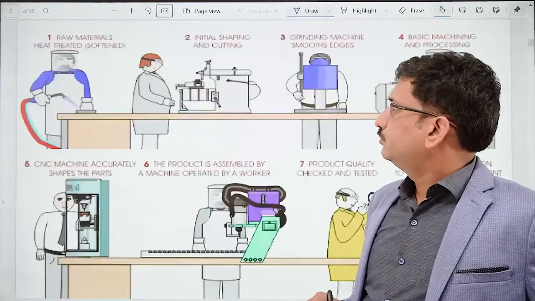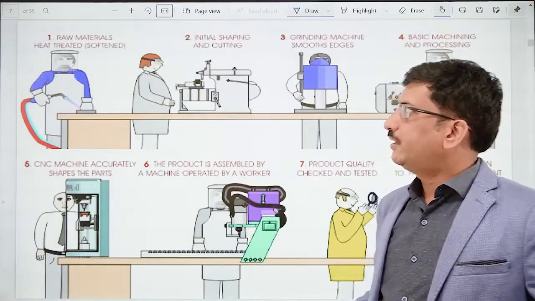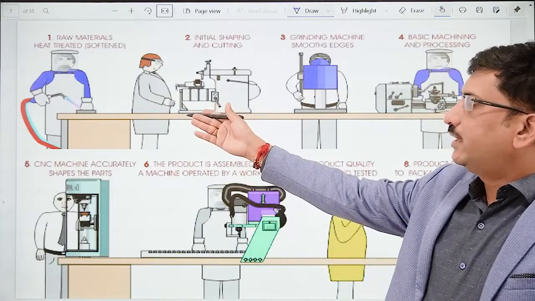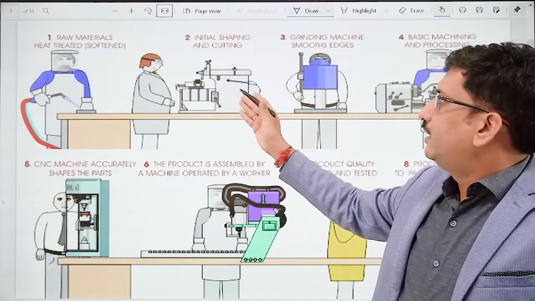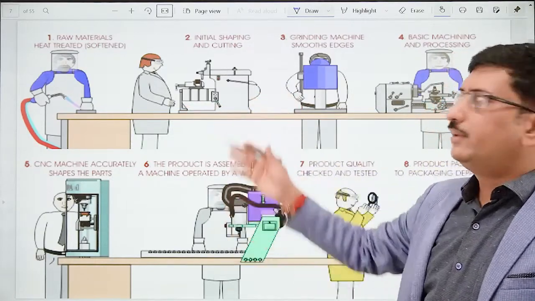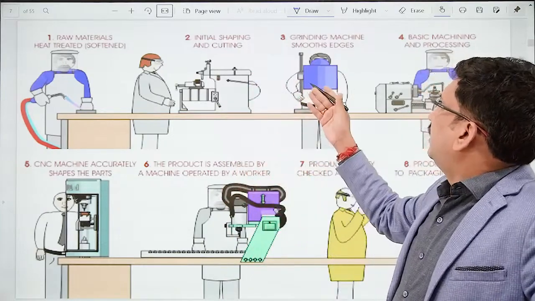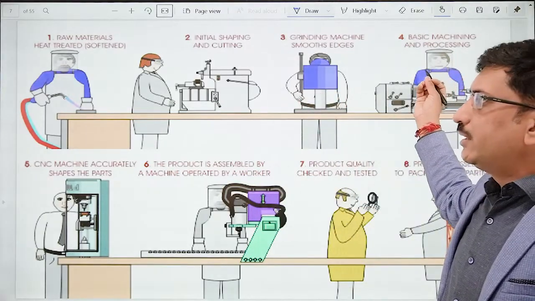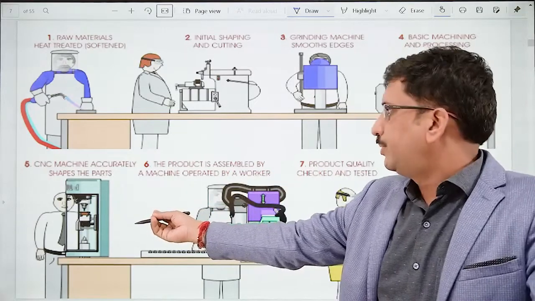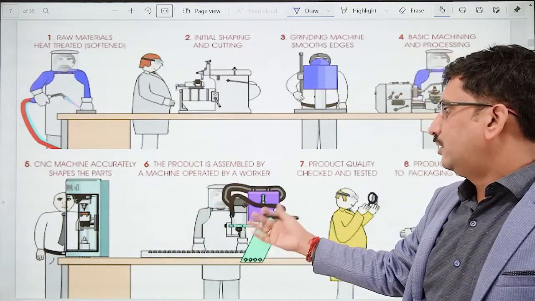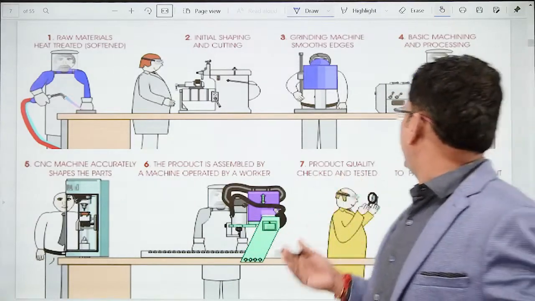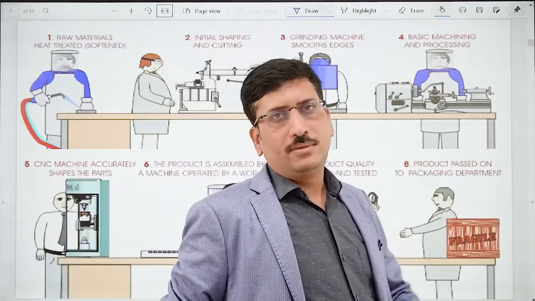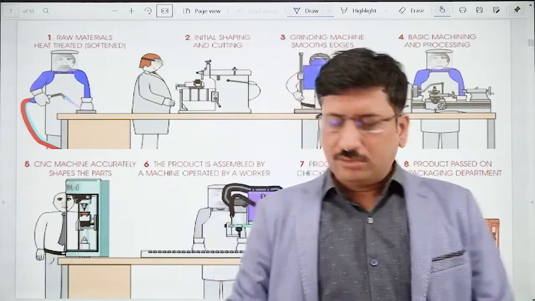Just you can see an example here. So here the raw materials, then that raw material will be transformed, maybe like initial shaping and cutting, like smoothening, then processing using the machines, accurate, sharp processing, and finally assembling, and finally testing is done, and finally that final good is sent to market, ready for selling.